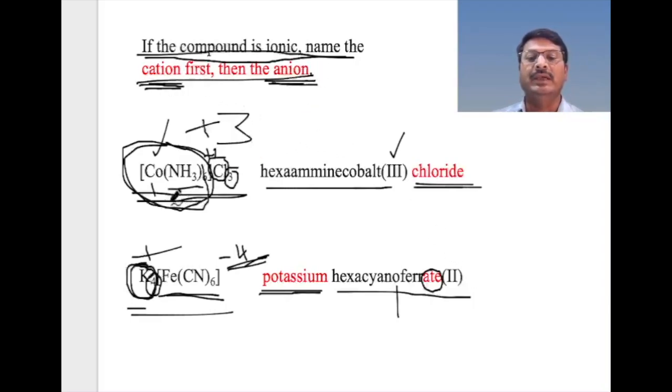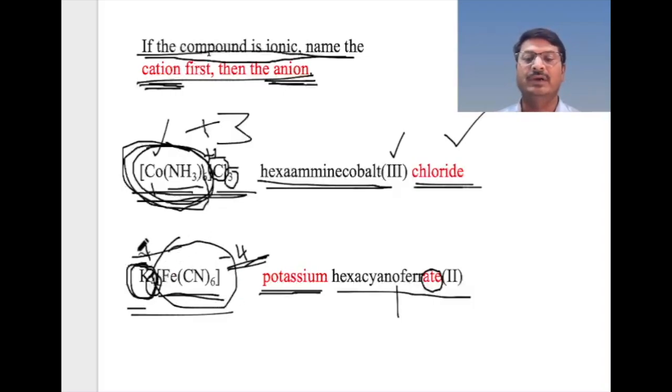If it is an ionic complex, you have to write the cation first followed by the anion. If the complex moiety is the cation, you have to write the complex moiety name first, followed by the counter ion. If the complex moiety is the anion, you have to write the positive counter ion first, followed by the complex ion. So that is the basic rule. First you write the cation followed by the anion.